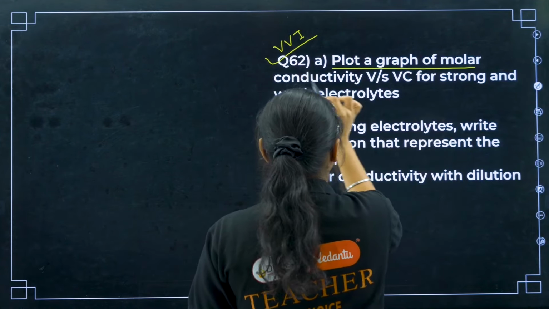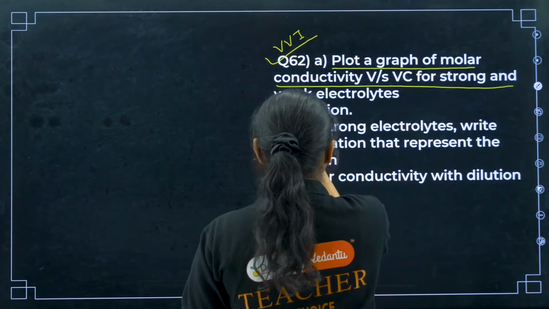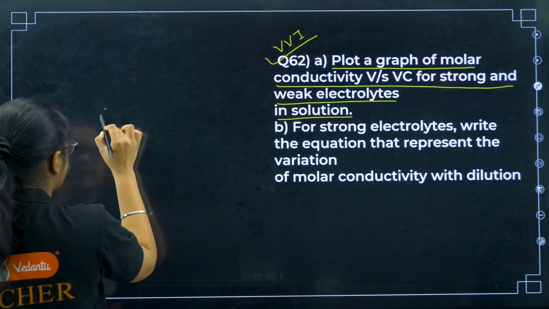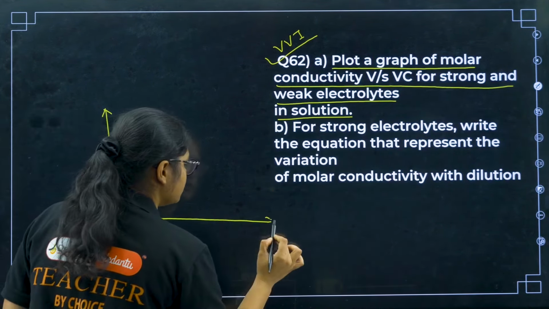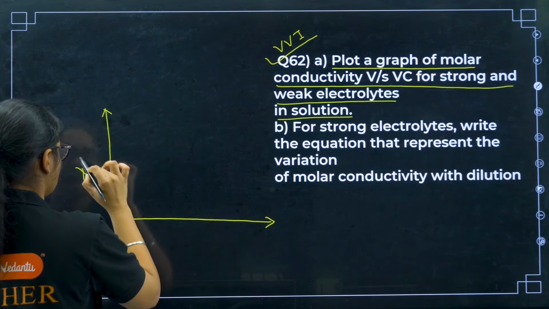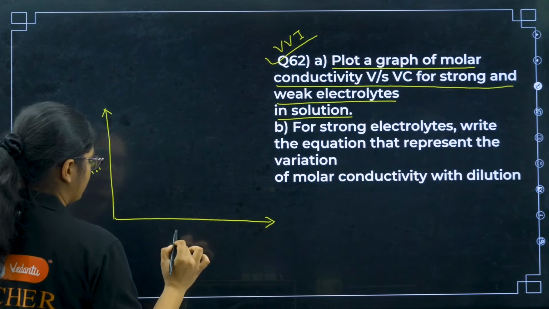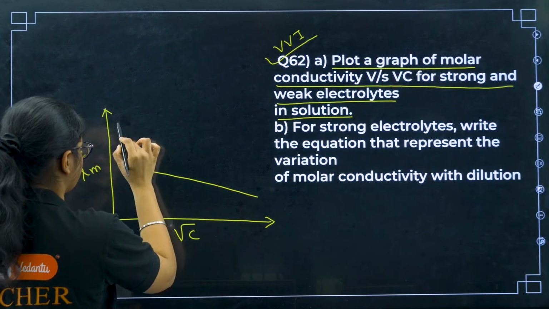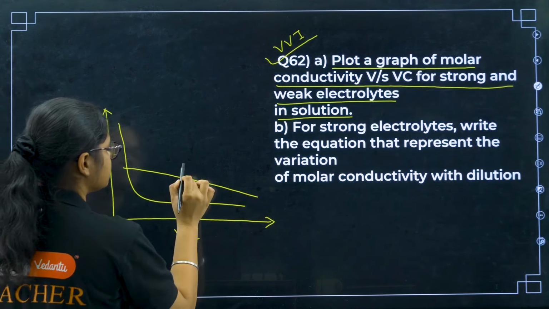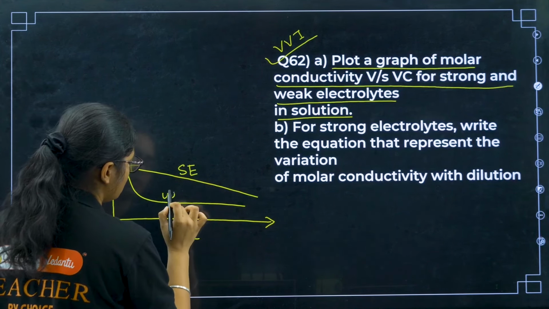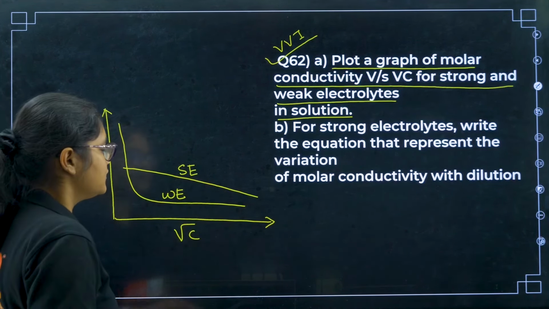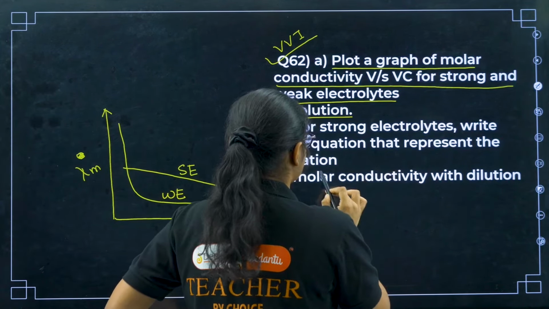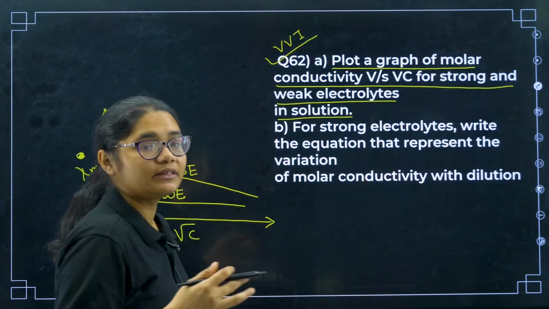Plot a graph of molar conductivity versus concentration for strong and weak electrolyte in the solution. So I have a graph like this. You have lambda m and root over of C. For strong electrolyte you have to draw the graph like this. For weak electrolyte the graph is like this. This is for strong electrolyte, this is for weak electrolyte.